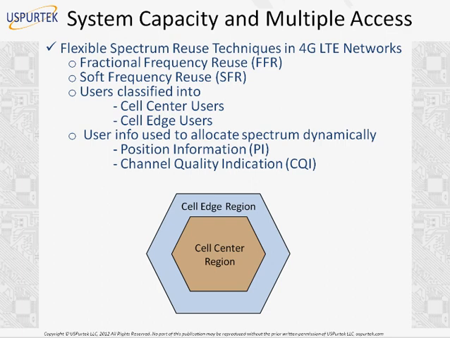So here we classify users into 2 categories. One is cell center users, the users which are closer to the base station, closer to the antenna, and the other is the cell edge users, which are lying at the edge. In the conventional cell configuration, the user at the edge of the cell will have a weaker signal, and they will have poor signal quality. And we use user information like position information and the channel quality indication (CQI) to determine where the user is physically located and what type of signal he is receiving. Is he receiving a strong signal or a weak signal? Based on that, we divide them into cell center users or cell edge users.